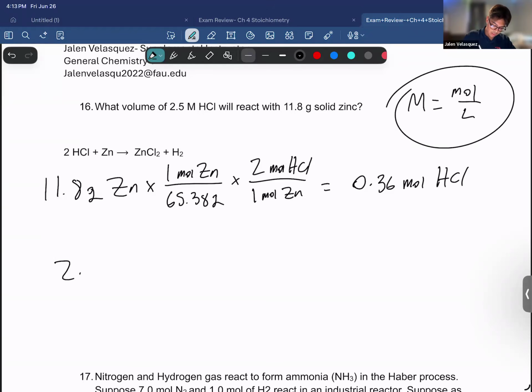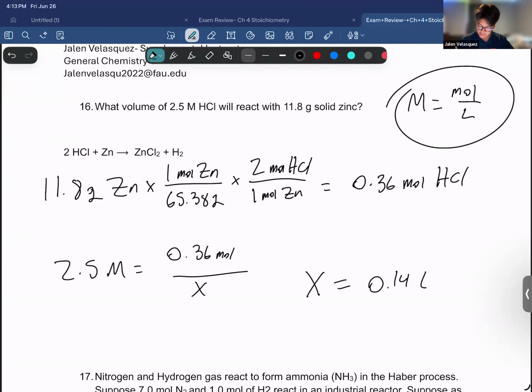So 2.5 molar is equal to 0.36 moles divided by X amount of liters. You solve for X. X is equal to 0.14 liters HCl.